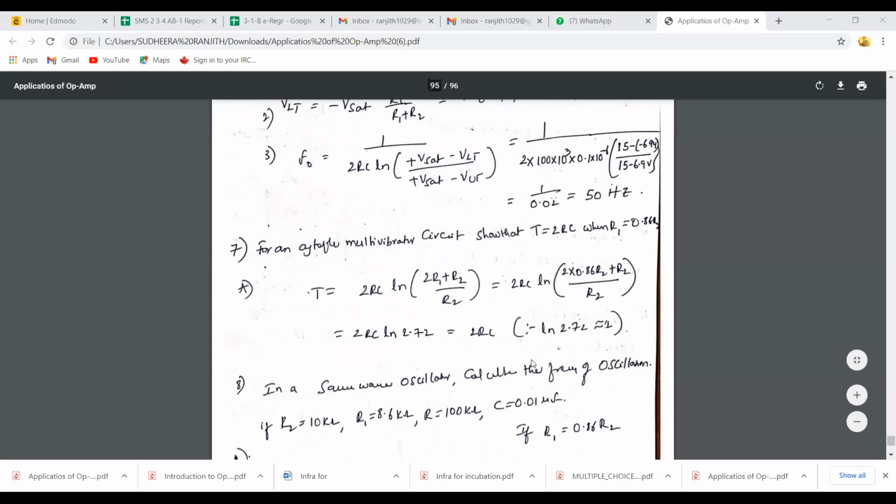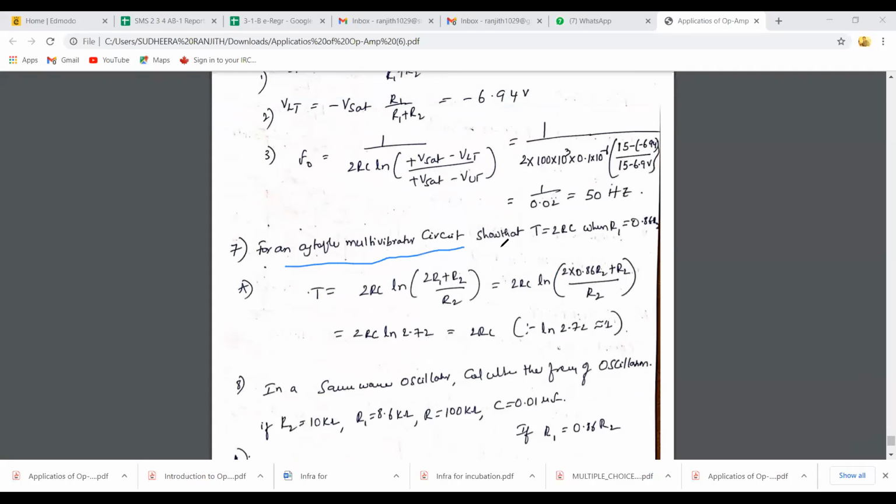And the second problem. See, for an astable multivibrator circuit, show that T equal to 2RC. You can show that T equal to 2RC when R1 equal to 0.86 R2.